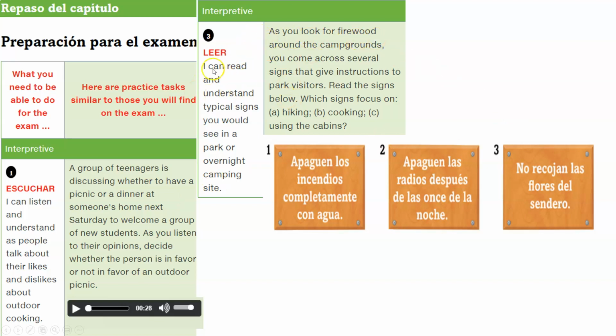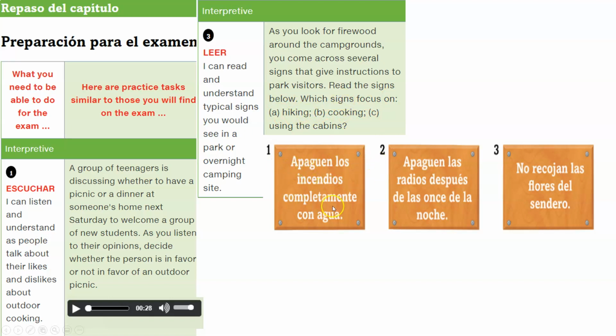As you look for, I can read and understand typical signs you would see in a park overnight or at a camping site. As you look for firewood around the campgrounds, you come across several signs that give instructions to park visitors. Read the signs below. Which signs focus on hiking, cooking, or using the cabins?